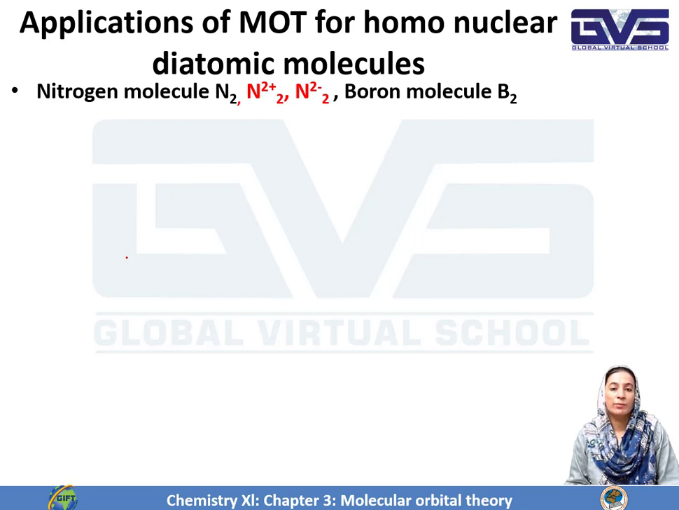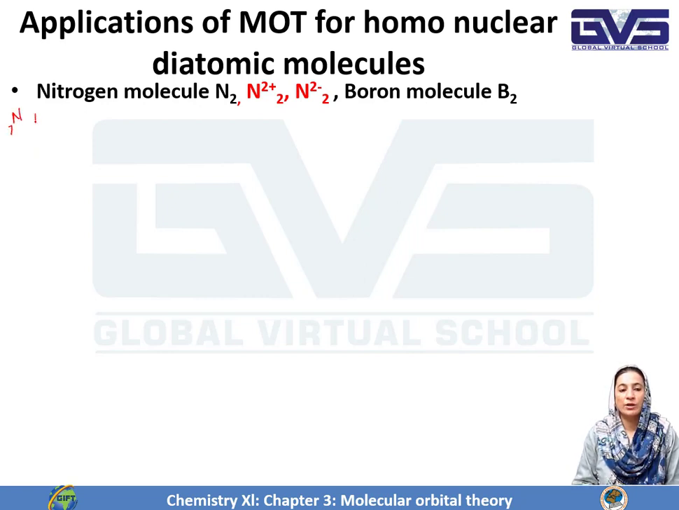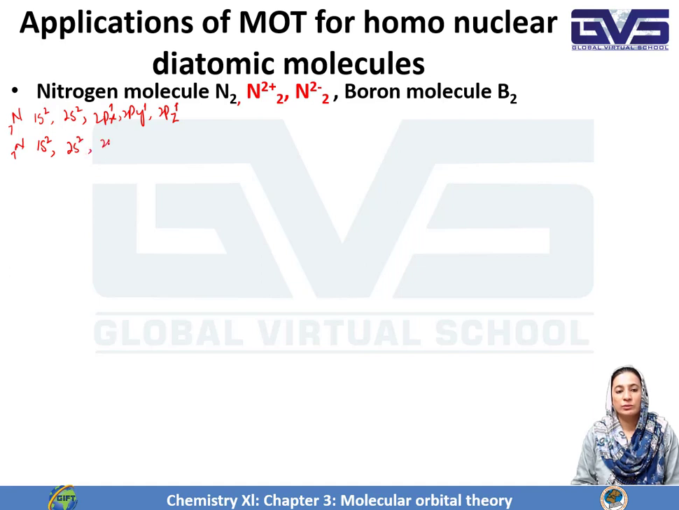According to molecular orbital theory, for the N2 molecule, first of all you have to write the electronic configuration of nitrogen. You know, the atomic number of nitrogen is 7, and its electronic configuration is 1s2, 2s2, 2px1, 2py1, 2pz1. So they have a total of 7 electrons. And the second nitrogen will also have the same configuration: 1s2, 2s2, 2px1, 2py1, and 2pz1.